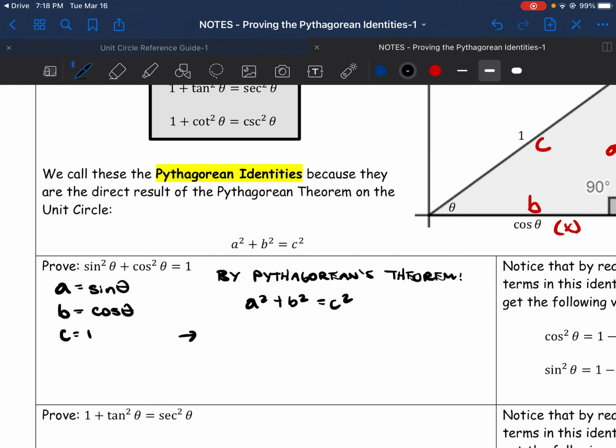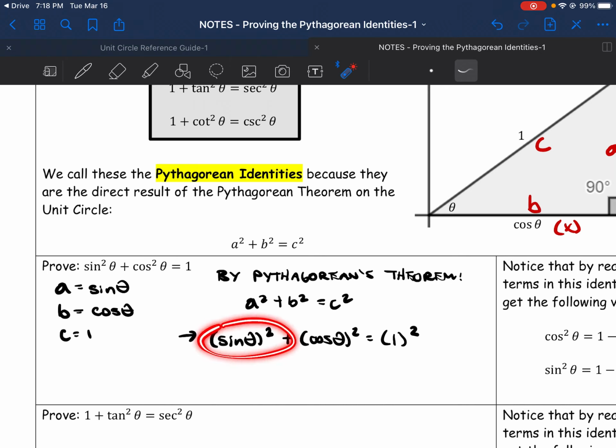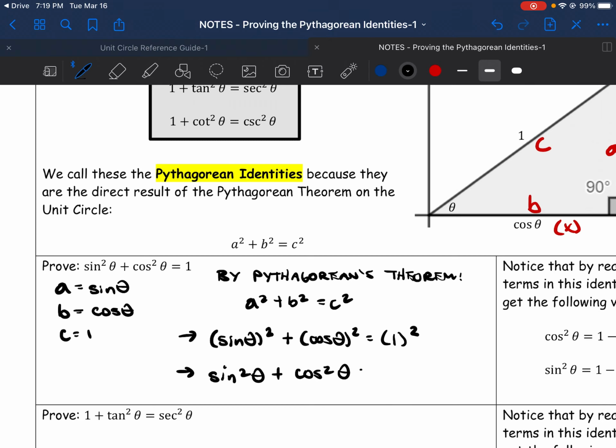So a squared would turn into sine of theta squared. B squared would be cosine of theta squared. And c squared would just be 1 squared. But in mathematics, sine of theta squared, we write like this: sine squared of theta. And cosine of theta squared, we write as cosine squared of theta. And 1 squared is, of course, 1, but that's exactly what we wanted to prove.